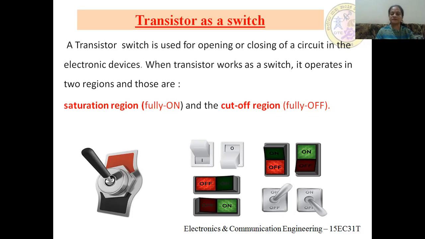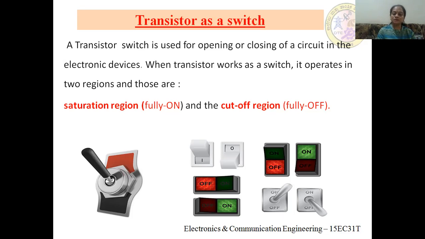The basic operation of a switch is on and off, as shown in the figure. There are different types of switches: push button switches, turn-on switches, knob type switches. Basically, a switch is used for opening or closing of a circuit in an electronic device. When you turn on, the electric current flows. When you turn off, the current stops. This switch can be made using a transistor.